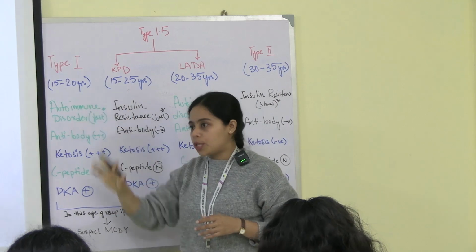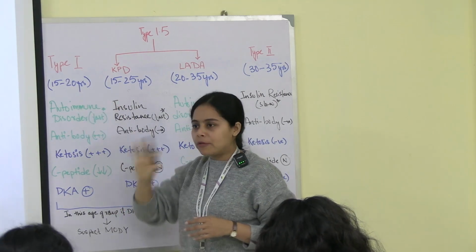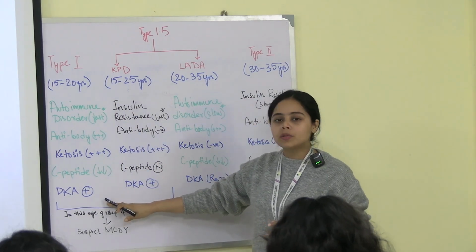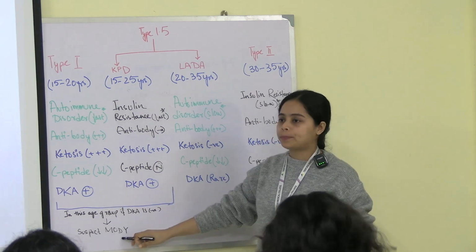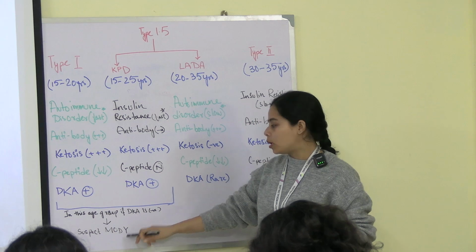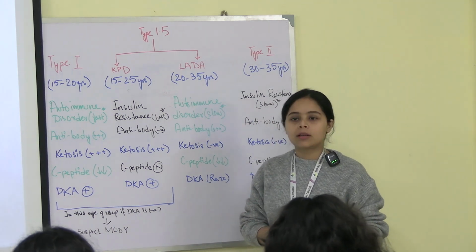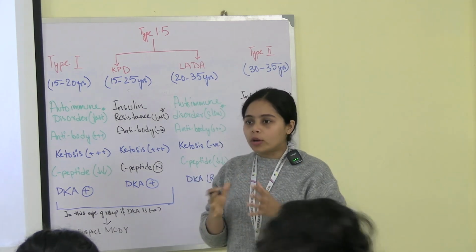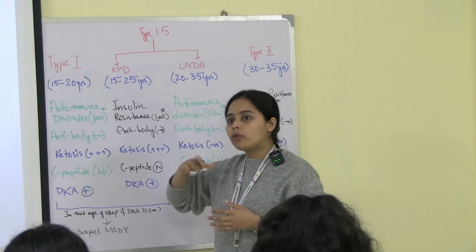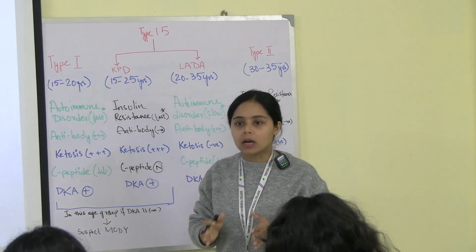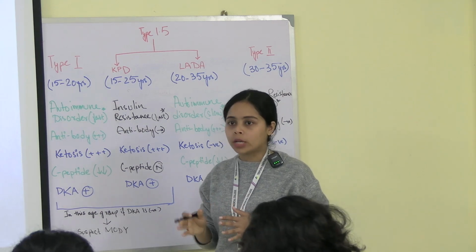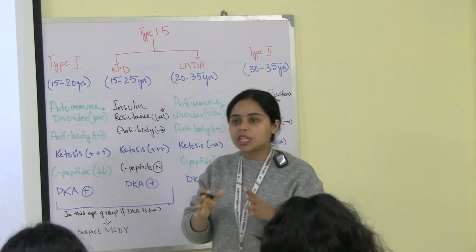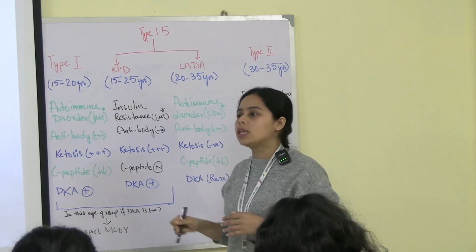Now if you get a question with young age and antibody and everything is there, but you see that DKA is not there, ketosis is not there, then that will mean MODY. MODY is maturity onset diabetes in young. It means the presentation of the diabetes is like that of an older person, but it is seen in younger people. That is why the name is MODY, maturity onset diabetes in young.